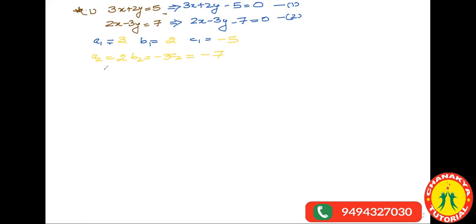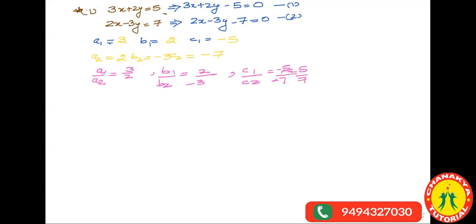Ma'am, the next step is we have to check A1 by A2, B1 by B2 and C1 by C2. Okay. So we will find A1 upon A2, which will be 3 by 2, right? Then B1 upon B2 will be 2 by minus 3, that is minus 2 by 3. And C1 upon C2 will be minus 5 by minus 7, so minus minus makes it 5 by 7.